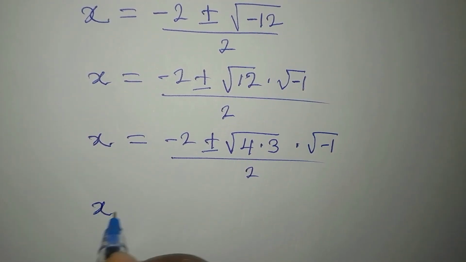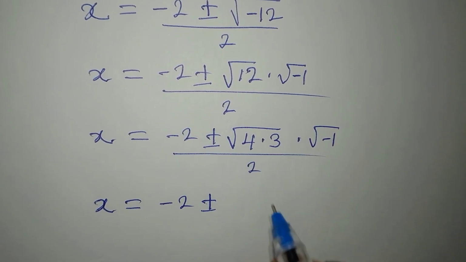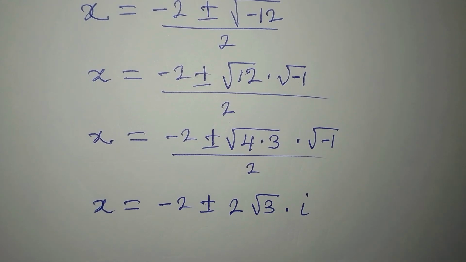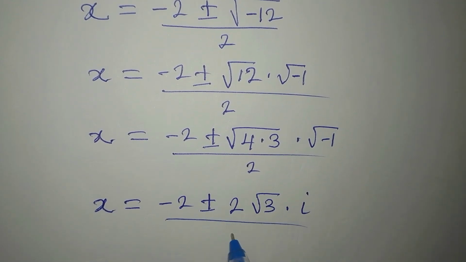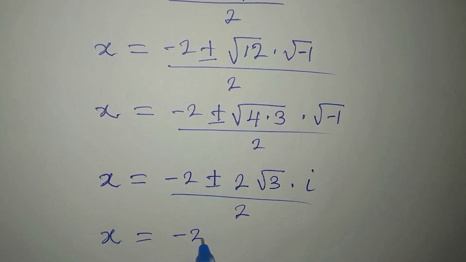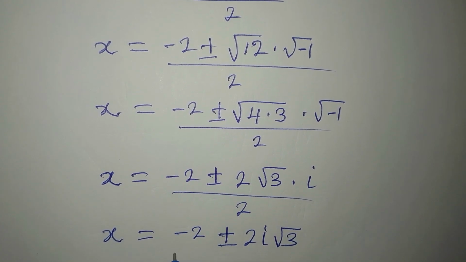Now our x is equal to minus 2 plus or minus, 4 is a perfect square. Square root of 4 is 2, then square root of 3 multiplied by i. Square root of negative 1 is imaginary, we write i. Divide by 2. We can rearrange the numerator. So x will be minus 2 plus or minus, we have 2i, then root 3. 2 times i is 2i, then root 3. Divide by 2.